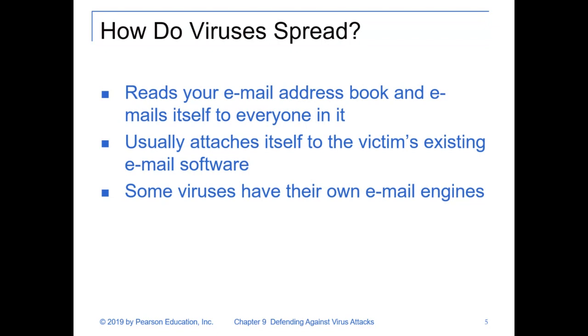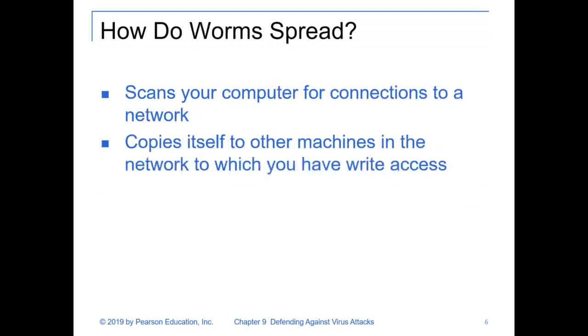Now, before networks were so prevalent, viruses were commonly spread through infected disks. Since disks are rarely used today, they can still be transferred with magnetic tapes, optical discs, other types of recordable media, and flash drives, as a way a virus can spread as well. Worms, on the other hand, scan your computer for connections to a network, and from there make a copy of itself onto other machines on that network that you do have write access to.